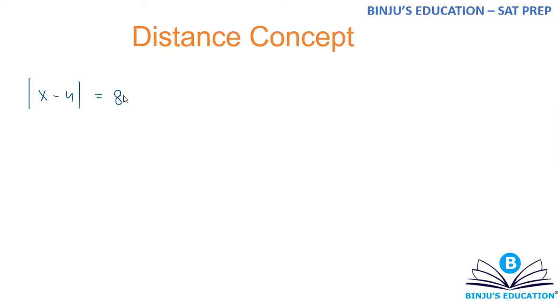Because you need to learn the distance concept. Okay, let's try and understand. When I say mod of x minus 4 is equal to 8, how will you read this? You will read this as distance between x and 4. I'm not saying minus 4. Please hear me carefully. I'm saying distance between x and 4 is equal to 8 units. On a number line, distance between x and 4 is equal to 8 units.